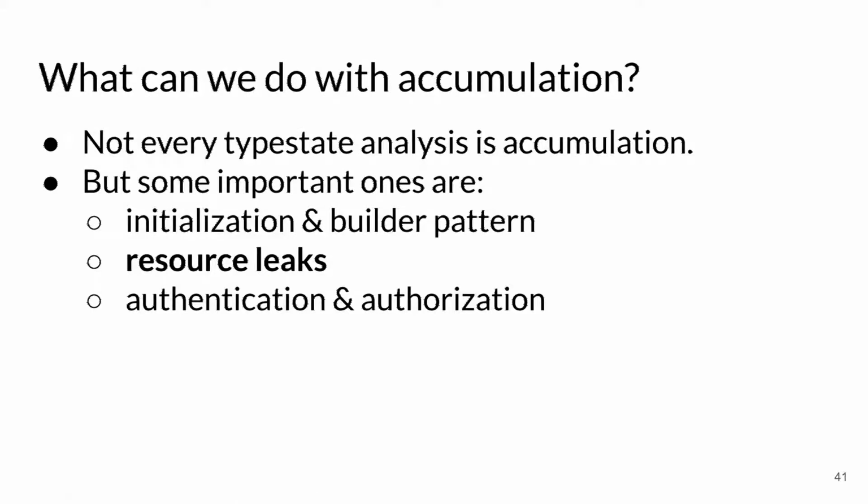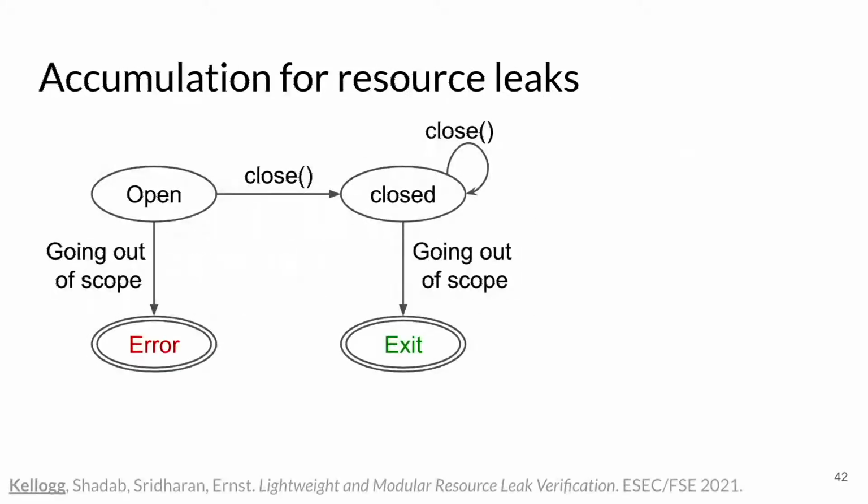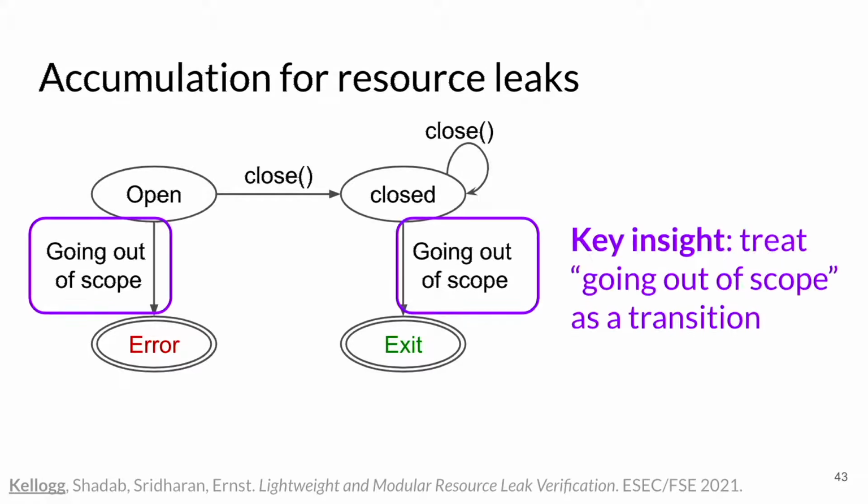Another example of something that we can do with accumulation that people had thought you might need a full type state analysis for before is resource leaks. The type state for resource leaks looks something like this. Our key insight here was treating going out of scope as a transition. If you know about type state, that's important, but we can just move on.